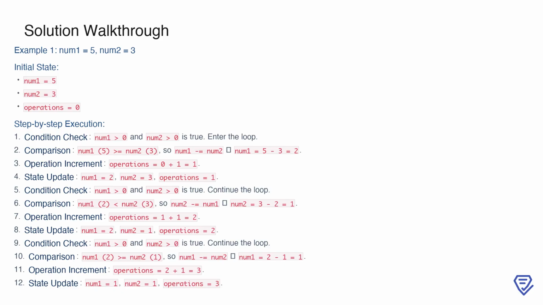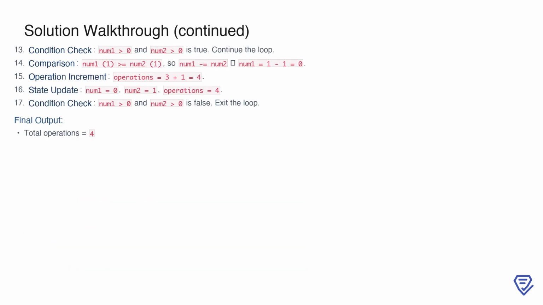Now, since number 1 is greater than or equal to number 2, we subtract number 2 from number 1, resulting in number 1 becoming 1. Operations are incremented to 3, and the state updates to number 1 equals 1, number 2 equals 1, and operations equals 3. At this point, we check the condition again, and since both numbers are positive, we continue. Since number 1 is greater than or equal to number 2, we subtract number 2 from number 1, which reduces number 1 to 0.